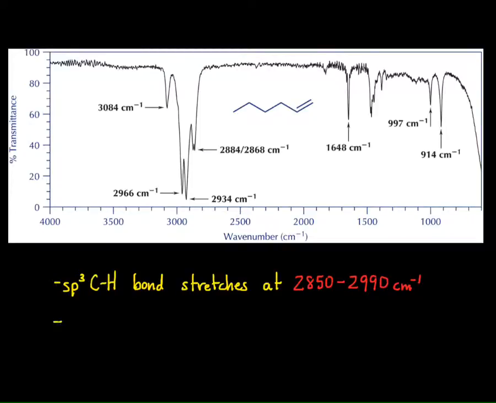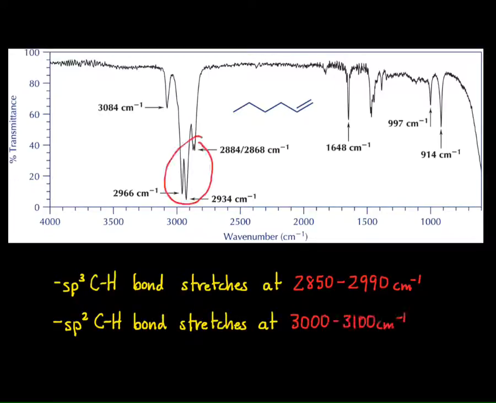And so you see here, we have all these peaks that are in that particular region. Well, the series of peaks below 3,000 correspond to sp3 carbon-hydrogen bonds. sp2 carbon-hydrogen bonds show up above 3,000. So this little peak here at 3084 corresponds to a carbon-hydrogen bond stretch that is sp2 hybridized.